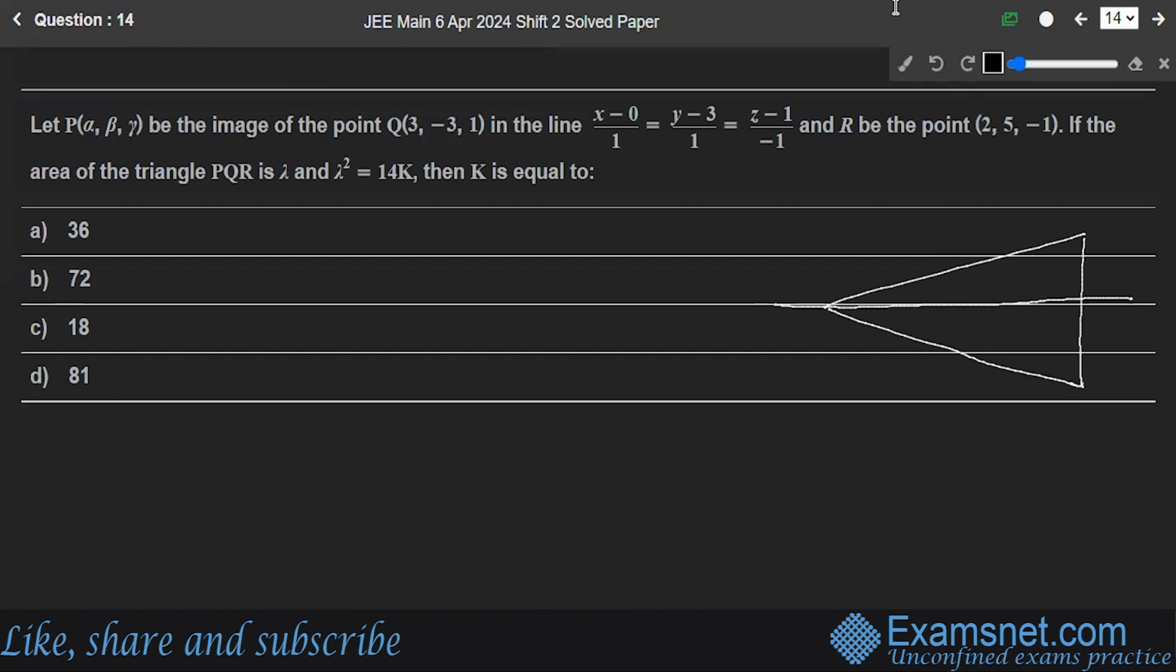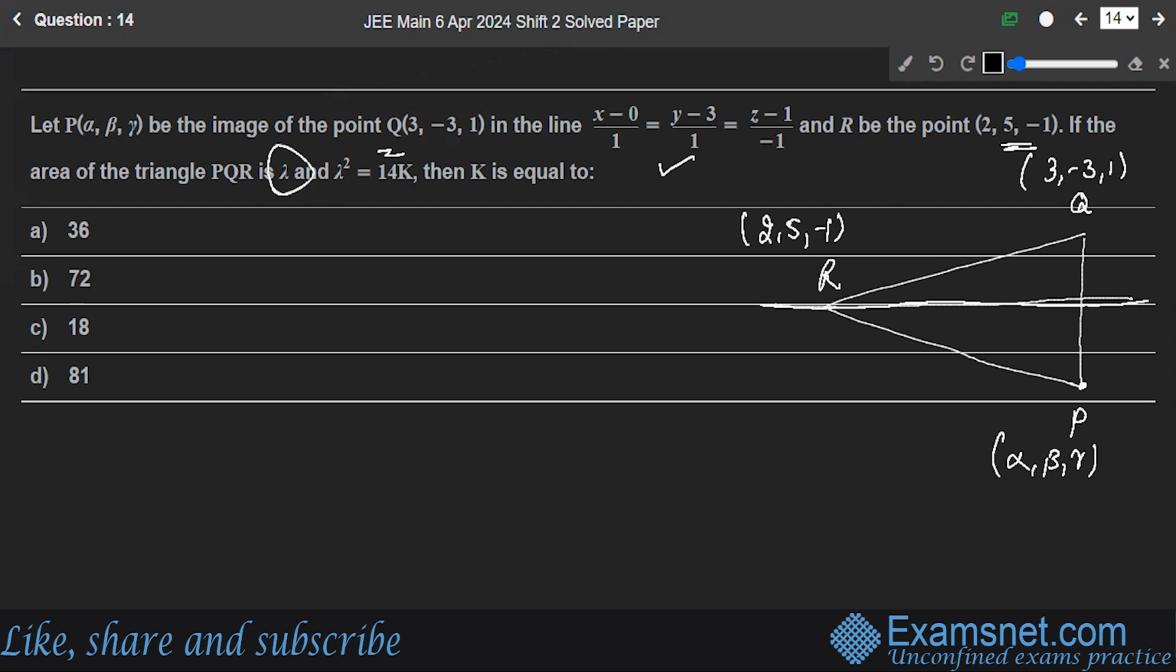Question number 14. Let P be the point alpha, beta, gamma, the image of the point Q. Let's say this is the point Q, 3, -3, and 1, and this is the image of the point in this line. And you have R as this point, 2, 5, and -1. If the area of the triangle PQR is lambda, and let's say this is S point, then you are given that lambda square is equal to 14K, you have to find out the value of K.